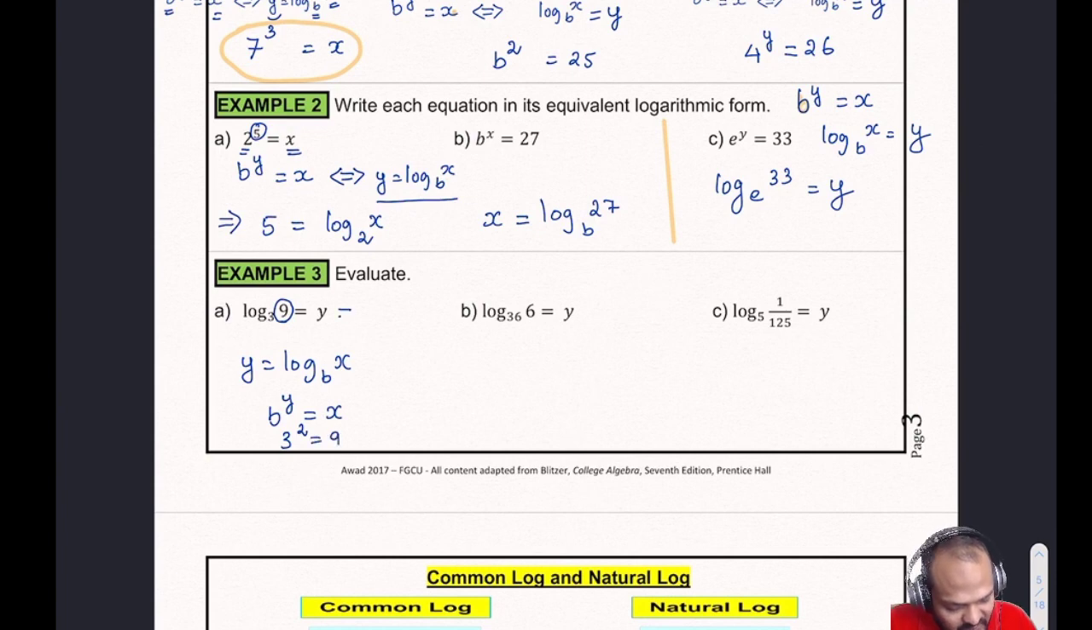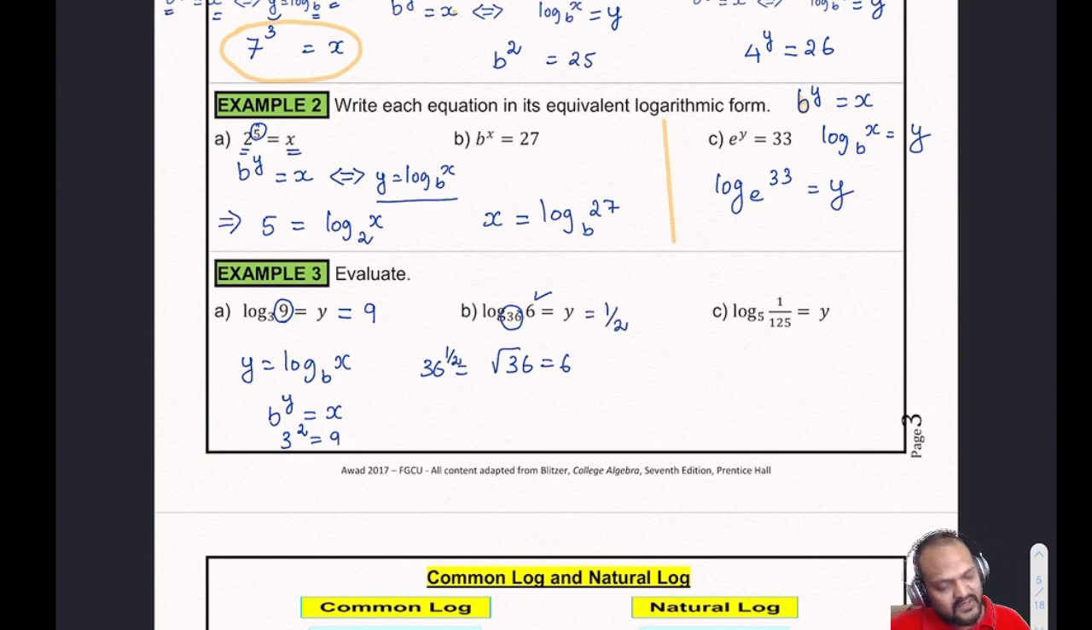So therefore the answer for this would be 9. Same thing in here. What is the power of 36? That will give me 6. You know that the square root of 36 equals 6, which means the power of 36 is 1/2. So the answer for this would be 1/2.